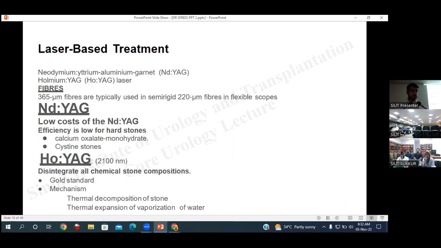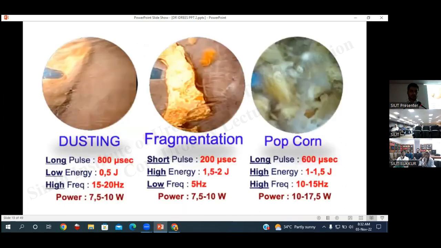Was talking about the laser effect. The next slide. Laser has dusting, fragmentation, and popcorn effect. For dusting, long pulse, low energy and high frequency is used, and for fragmentation, short pulse, high energy and low frequency is used. And for popcorn, long pulse, high energy and high frequency is used.